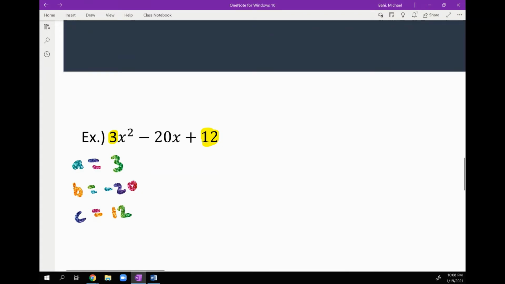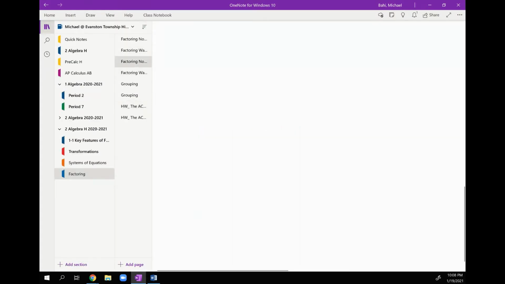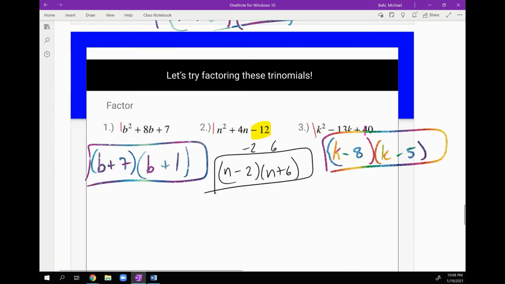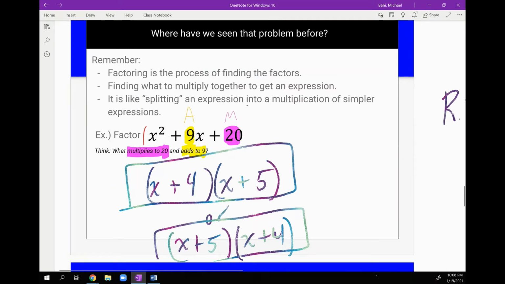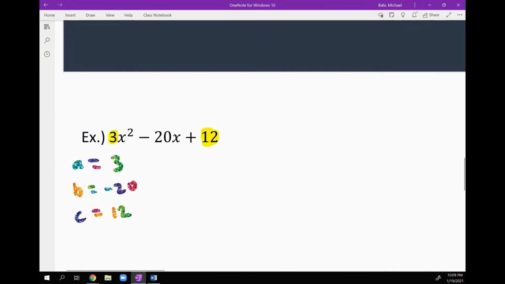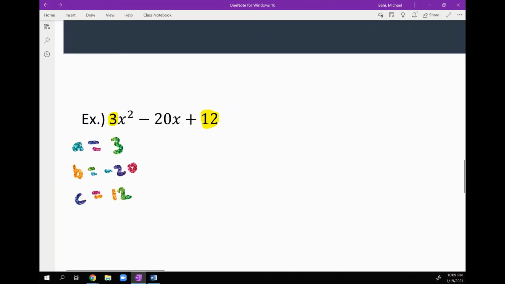Just like we had done previously with our RBF method, if you will, we were trying to find two numbers that would multiply to the last number but add to the middle number, right? It's kind of like the same thing with the AC method, except with the AC method, you're not trying to see what multiplies to 12. You're trying to see what multiplies to AC. So what is AC in this case? Well, what's 3 times 12? That's going to be 36.